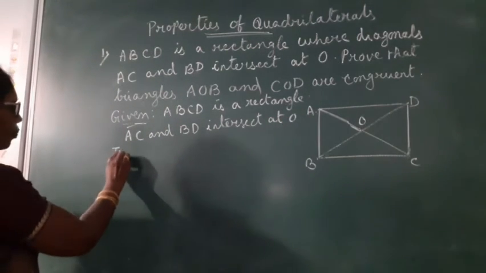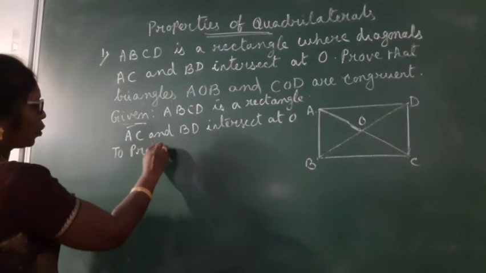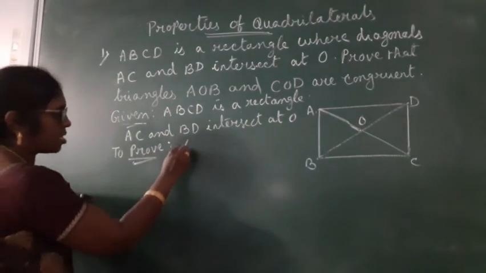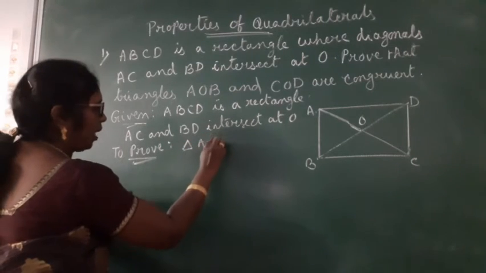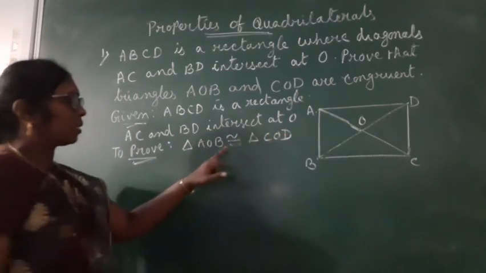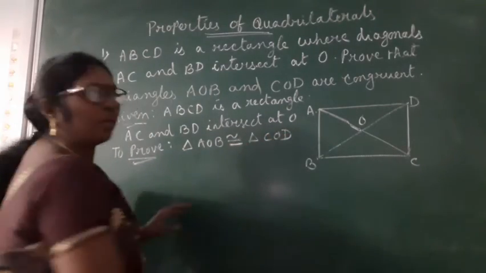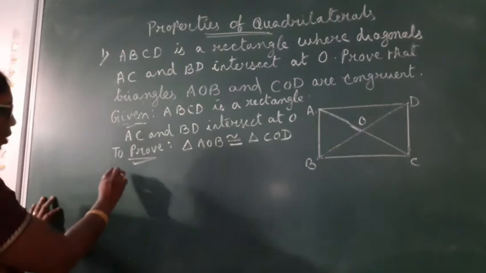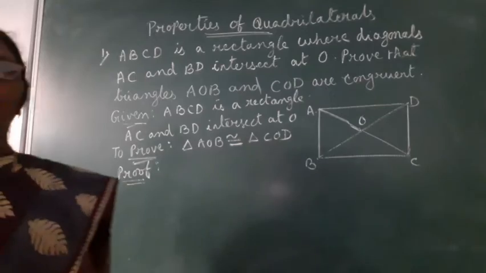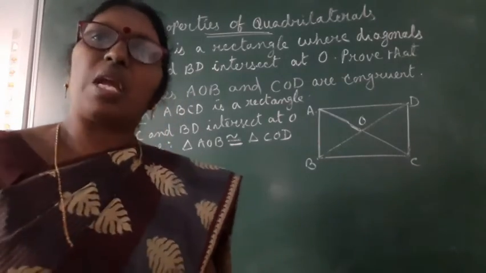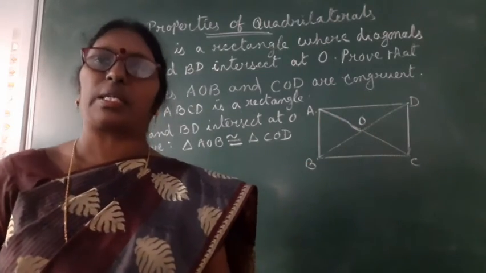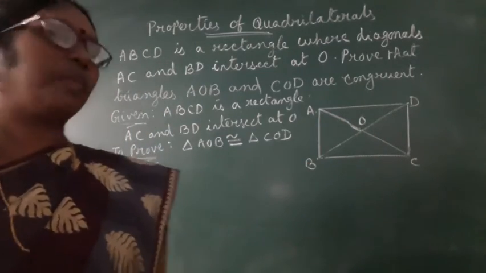Now, what we have to prove, that one in step 2, prove: triangles AOB and COD are congruent. Triangle AOB is congruent to triangle COD. Now comes the proof step. If there is any extra construction, we have to write in the construction step, but in this particular question no extra construction is there, so that step is not there.